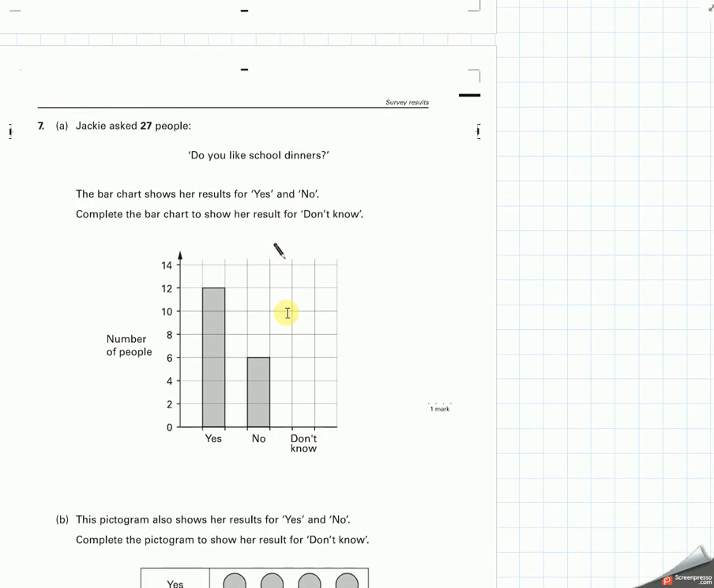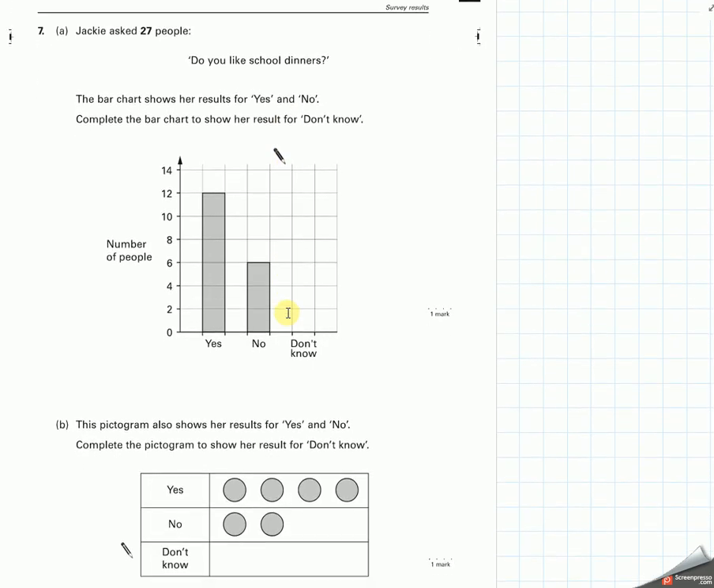Scrolling on to question number 7, interpreting graphs. Bar chart shows answers from 27 people. Do you like school dinners? Bar chart shows yes and no. Complete the bar chart for don't know. So to think about this one, I need to think there were 12 people said yes. No was 6 people. I need a total of 27, so don't know must be the difference. 18, that means there must have been 9 don't knows.